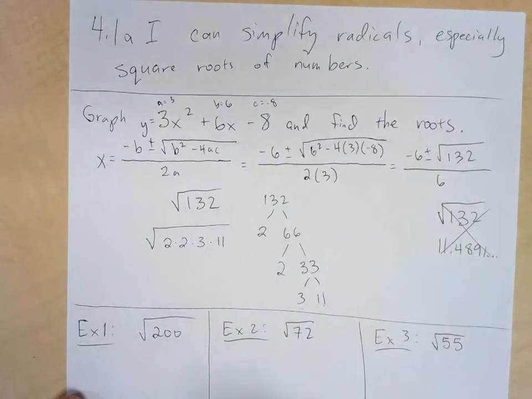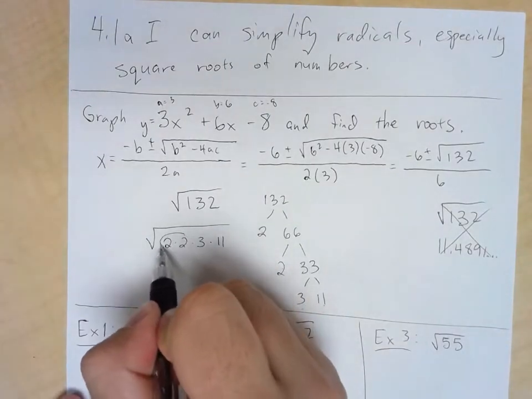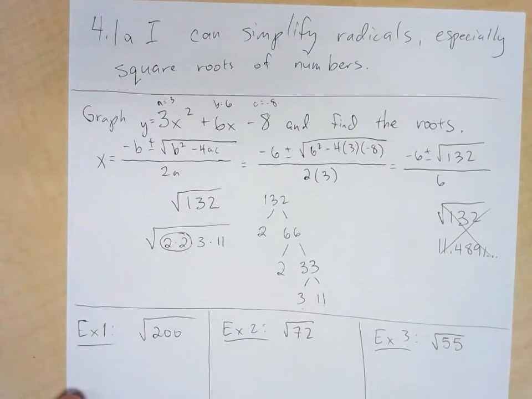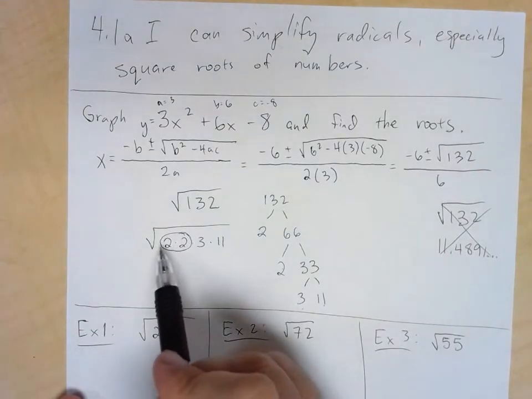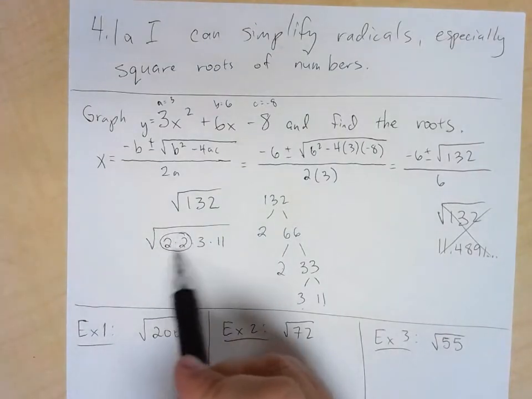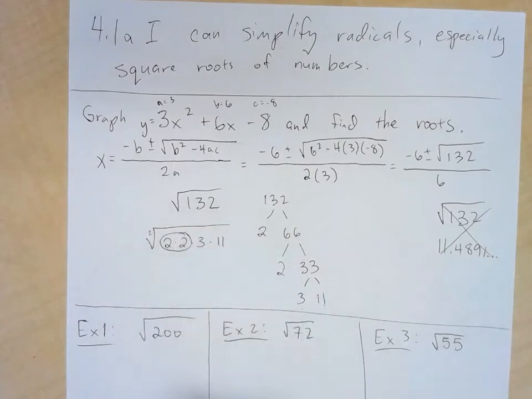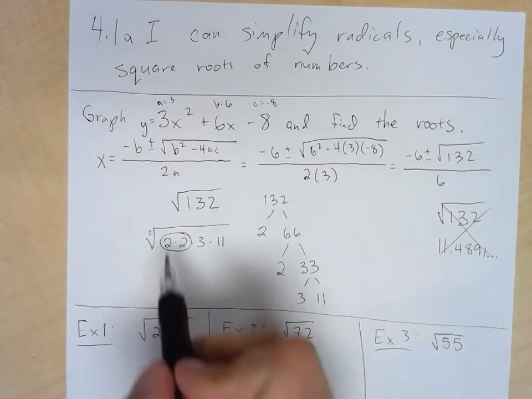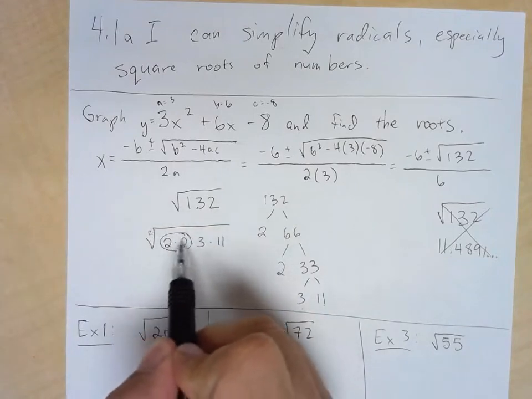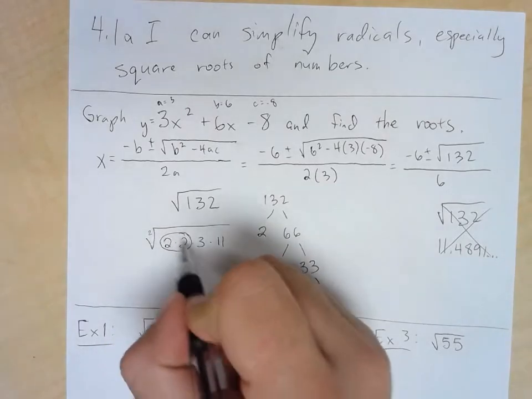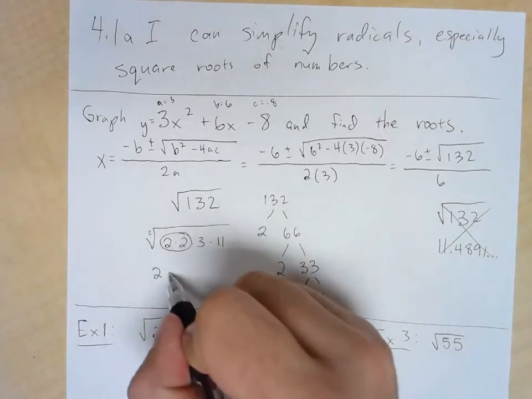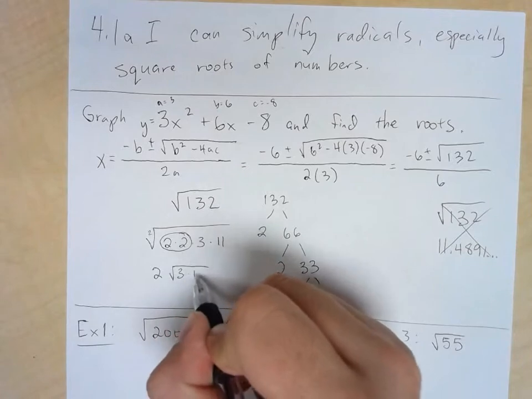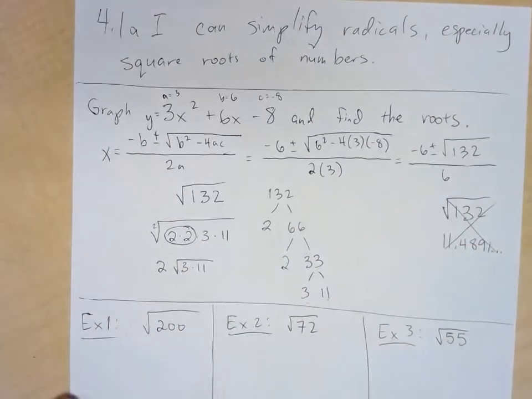Alright, so the next step is this. Circle the numbers that you have pairs of. 3 doesn't have a pair, 11 doesn't have a pair, but there is a pair of 2's. Because we're doing a square root, which has an invisible 2, and we'll talk more about that later, we're going to take pairs of them and bring them to the outside. So when you have the pair, you bring one of those numbers to the outside, you leave the other numbers on the inside, and then you simplify as you can.